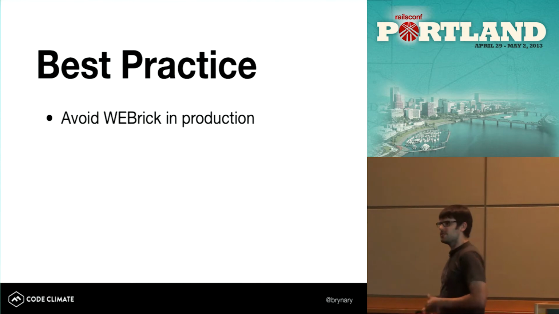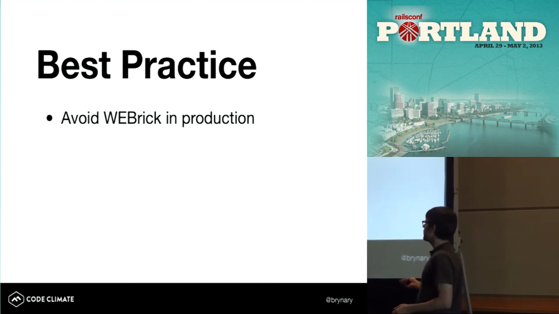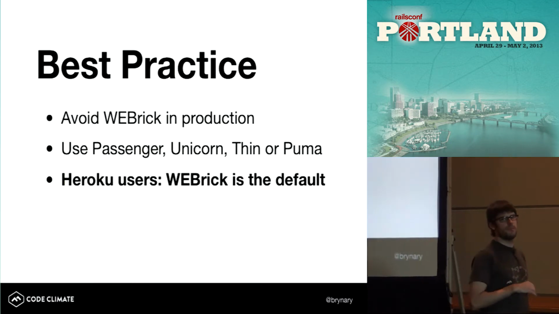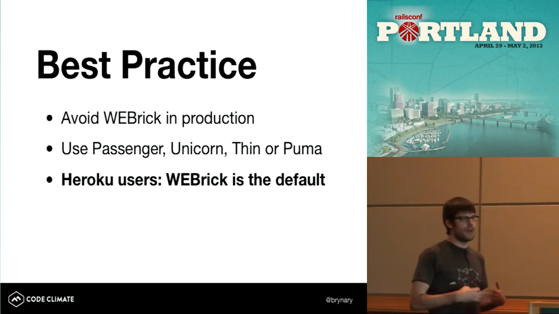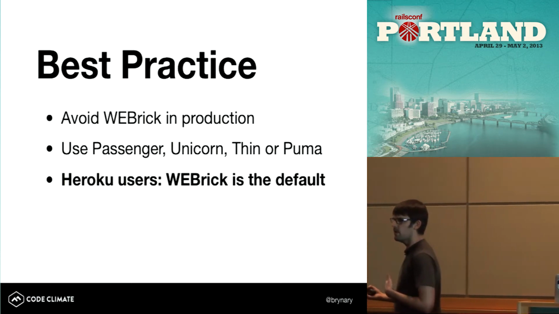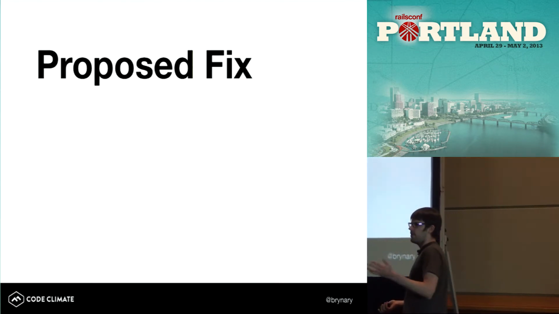As a best practice, you shouldn't really be running Webrick in production anyway, so don't do that. Use a server like Passenger, Unicorn, Thin, Puma. But Heroku users might not realize this, but my understanding is on the latest stack, if you do nothing else, Webrick is going to be your default web server. So this affects you if you're a Heroku user and you're using Webrick, or you haven't chosen another server.